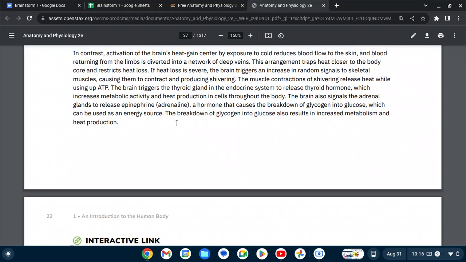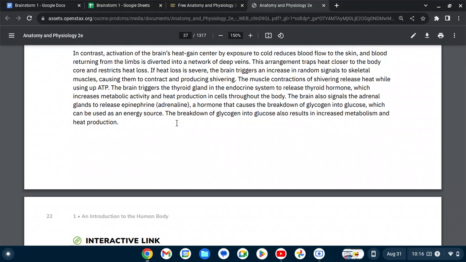So in contrast, activation of the brain's heat gain center by exposure to cold reduces blood flow to the skin, and blood returning from the limbs is diverted into a network of deep veins. This arrangement traps heat closer to the body core and restricts heat loss. If heat loss is severe, the brain triggers an increase in random signals to skeletal muscles, causing them to contract and produce shivering. The muscle contractions of shivering release heat while using ATP.